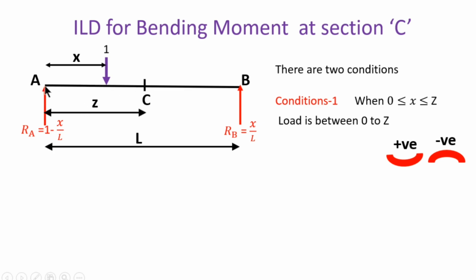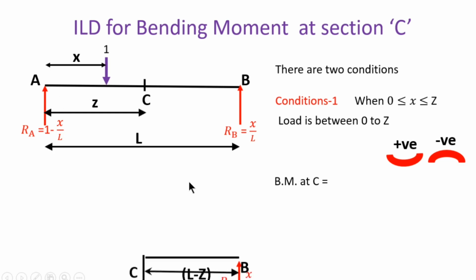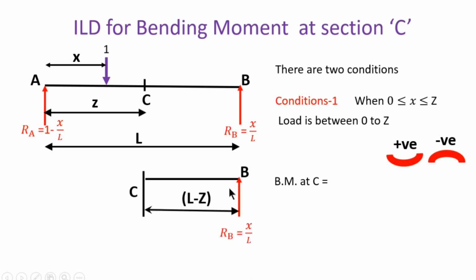We can calculate it from the left side, or we can calculate it from the right side. So we are calculating here from the right side, the bending moment at C. So the bending moment at C is given by the reaction RB. Now this creates the sagging bending moment. So here it is RB into L minus Z, because this is the total L and this is Z, so the remaining distance is L minus Z. So we have the value of RB as x by L.